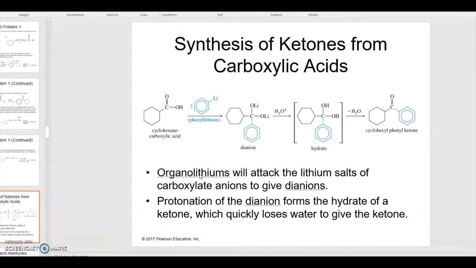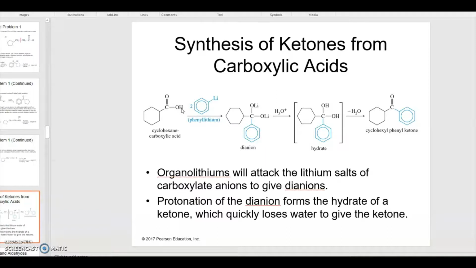Synthesis of ketones from carboxylic acid is something that we have not covered yet. So if you look at your textbook on page 893, you see this type of synthesis in more detail. The first step of synthesizing ketone from carboxylic acid is to remove this acidic proton. To remove the acidic proton, you have two choices. You could use lithium hydroxide, or you can actually use your organolithium product that you want to add right there.